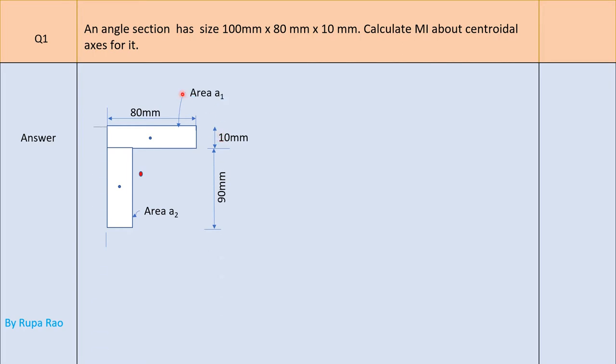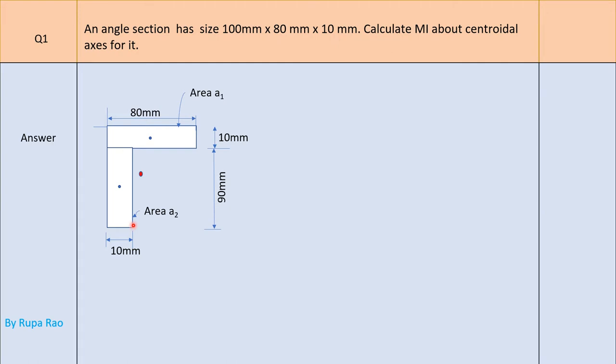Now this horizontal rectangle here, I will be calling it area A1, and here this vertical rectangle which is 90 by 10, we will be calling it area A2. This is 10 mm here. So this area A2 is 10 by 90 and area A1 is 80 by 10. And this total, from this point to this point, is 100. From here to here, this is 80. So this is 100 by 80 by 10 mm. This is the angle section.